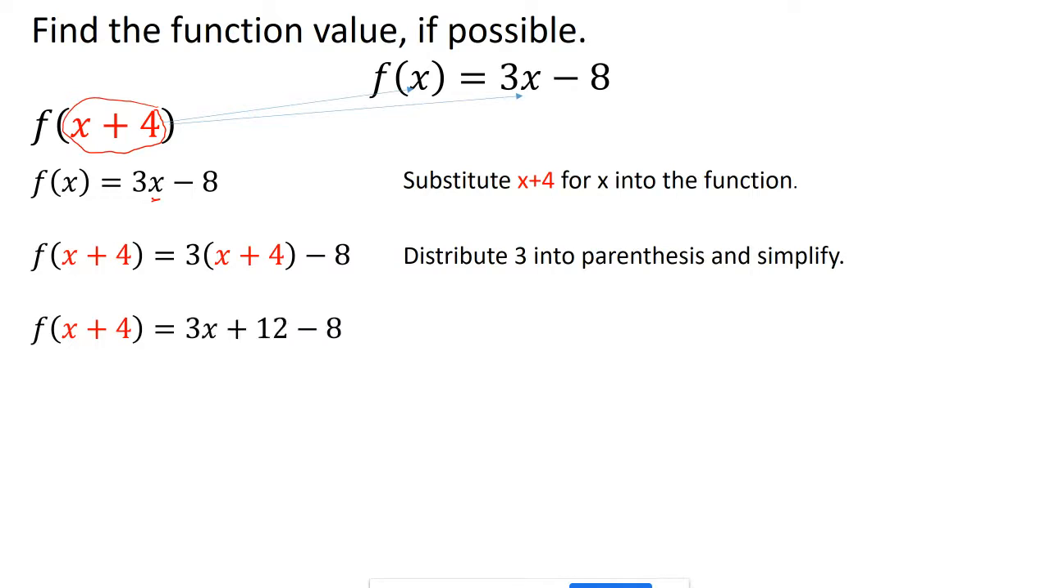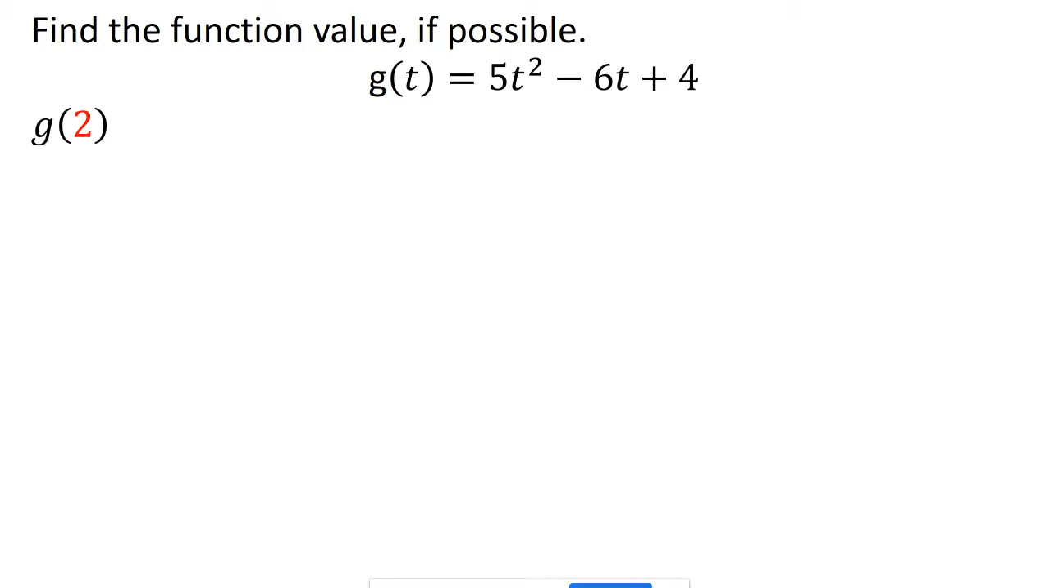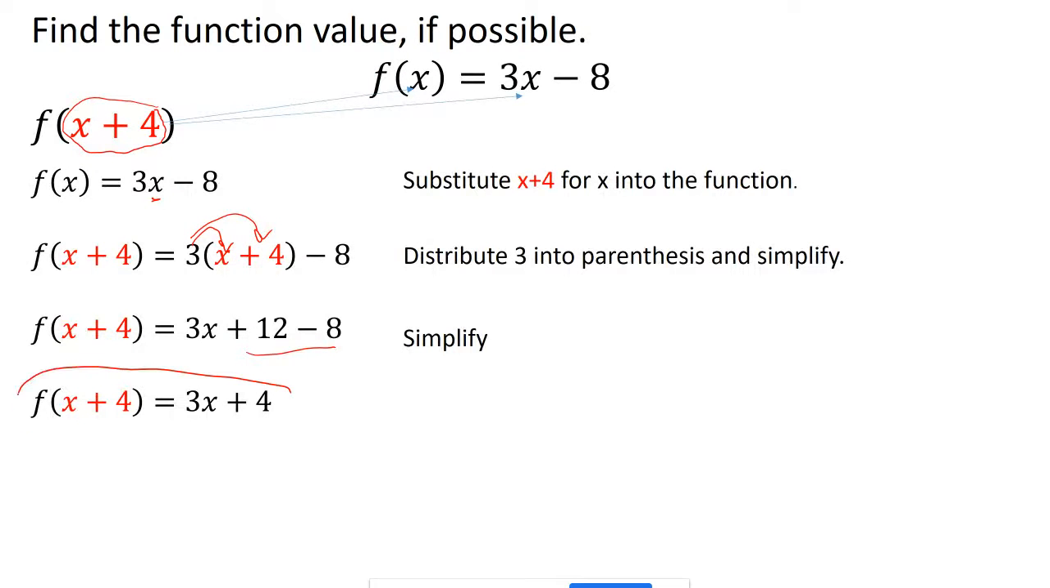We're going to distribute the 3 into the parentheses. So 3 times x and 3 times 4 gives us 3x plus 12 minus 8. Combine your like terms. So 12 minus 8 gives me 4. And so this would be our answer here.